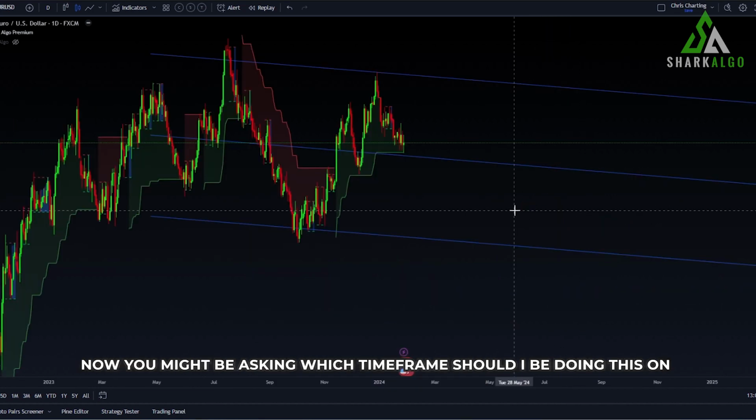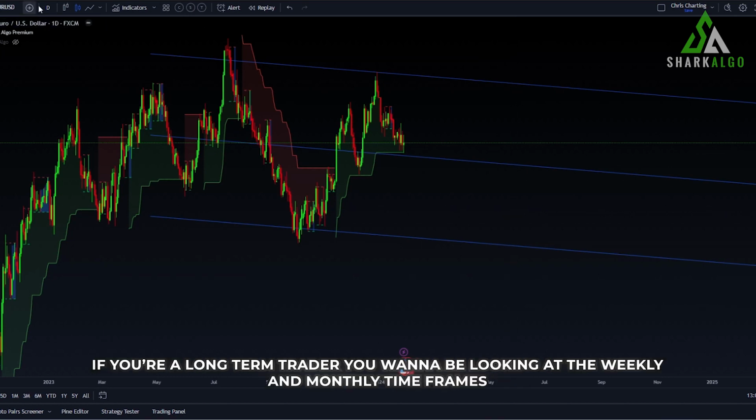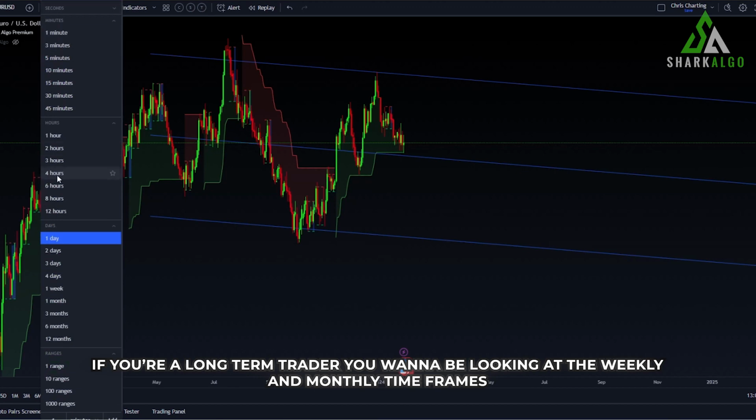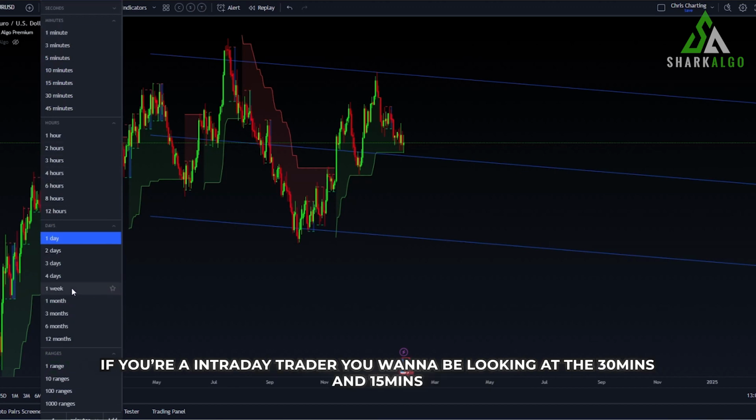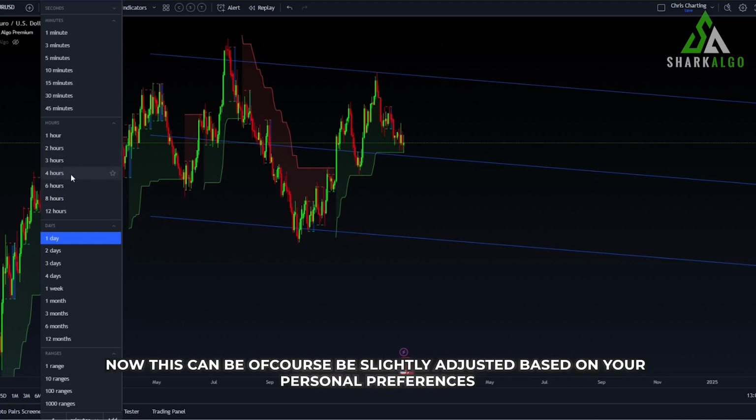All right, now you might be asking, which time frame should I be doing this on? Well, it'll depend on the type of trader you are. If you're a long-term trader, you want to be looking at the weekly and monthly time frame. If you are an intraday trader, you want to be looking at the 30 minutes and 15 minutes. And if you're a positional trader, then you want to be looking at the daily and the 4-hour, okay? Now, this can, of course, be slightly adjusted based on your personal preference.